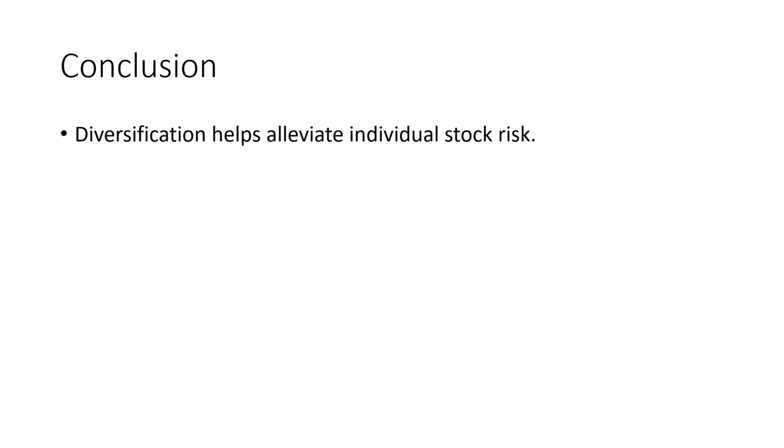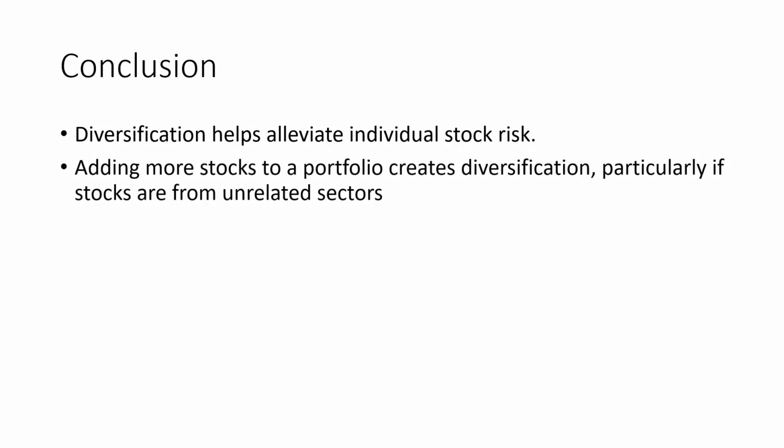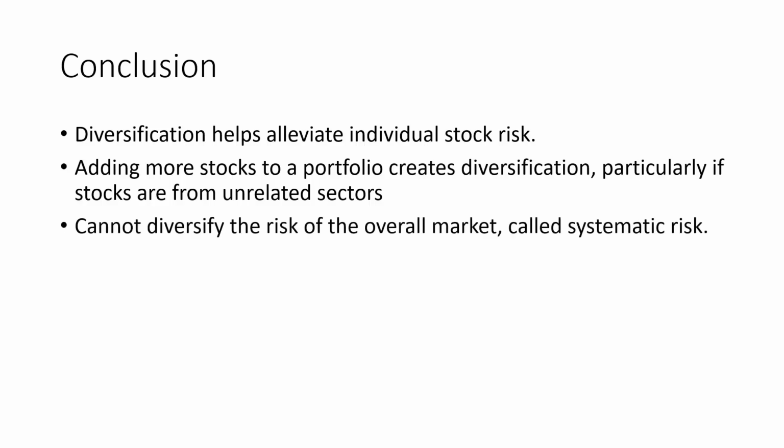Diversification helps us bring down individual stock-specific risk. And when we add more and more stocks to our portfolio, as we saw on the graph, it creates a diverse portfolio, and we can cut down the unsystematic risk. We cannot diversify all of the market risk, and that risk is called systematic risk. That's Risk and Return, Part 2.